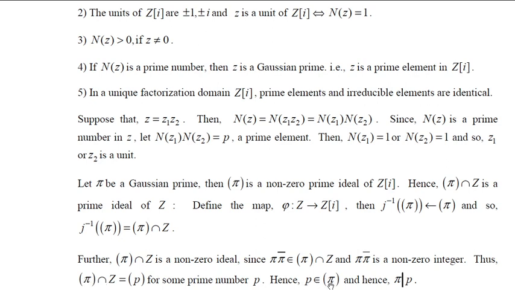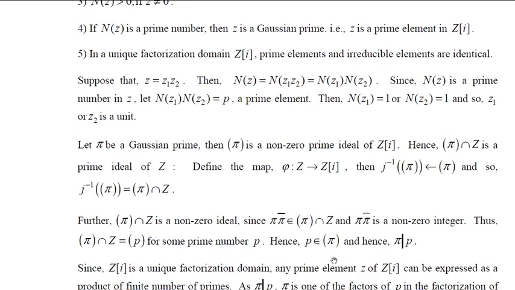So p belongs to the principal ideal ⟨π⟩, but every element of ⟨π⟩ is π times some number. So p is equal to π times some number. But by the divisibility property, this says that π divides p. So π is dividing p. And you should note that p is a prime element and π is a Gaussian prime.